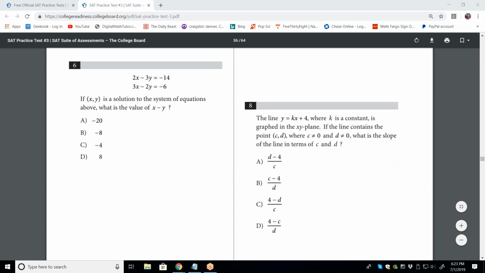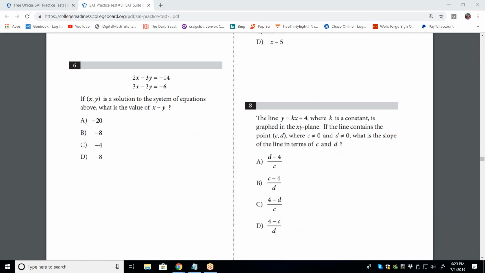Alright, let's look at number 6. Now we know they're going to get a little bit harder after the first 5. Everything we've dealt with so far is pretty easy. Number 6. First of all, let's talk about systems of equations. How are you going to solve this system of equations?